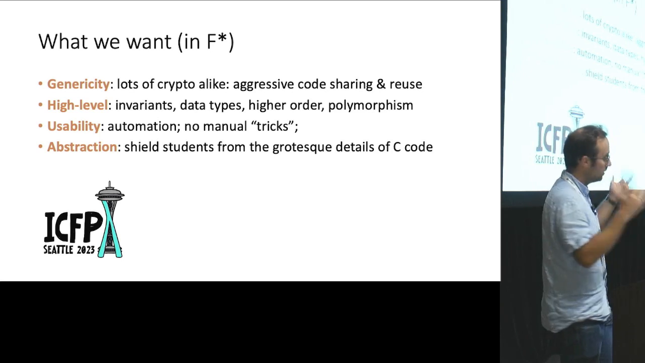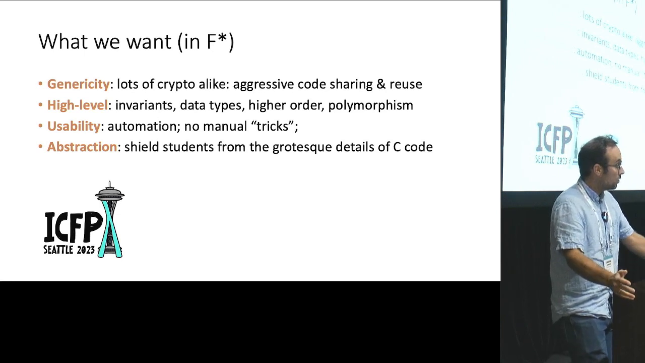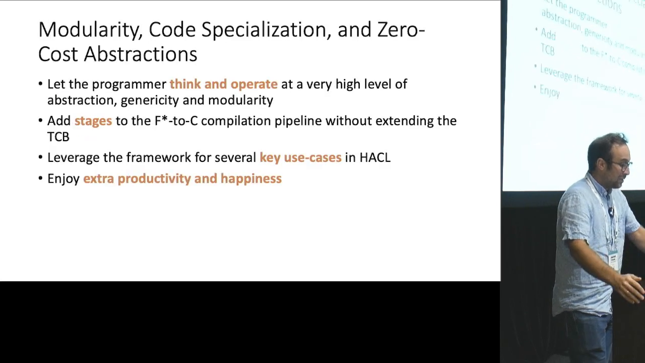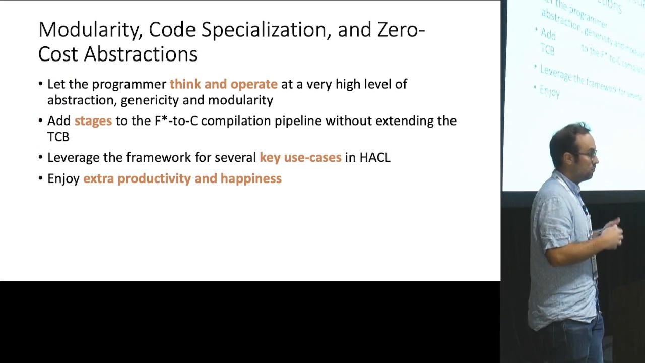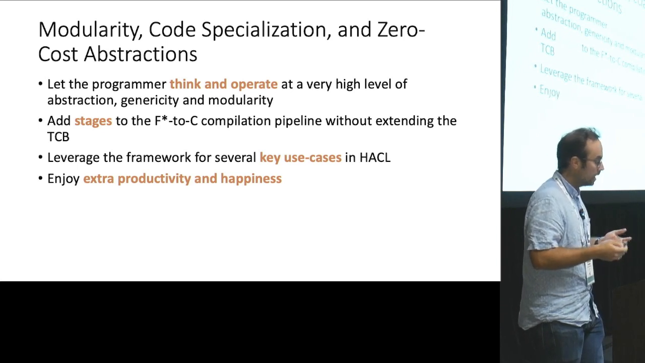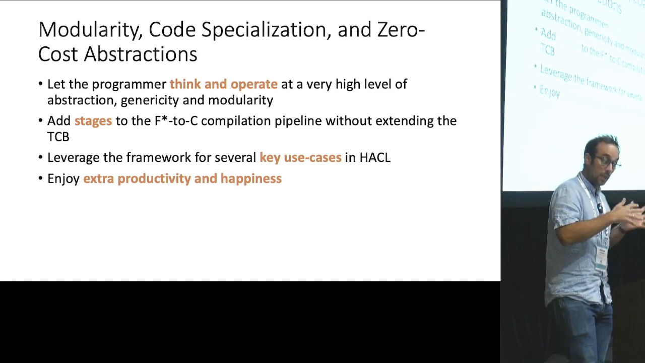You want to operate in a very high-level environment. And that's a challenge when you're generating C code at the other end of the pipeline. This talk is really the story of how we let the programmer, the person who writes the proofs, think and operate at a very high level of abstraction, genericity, and modularity.